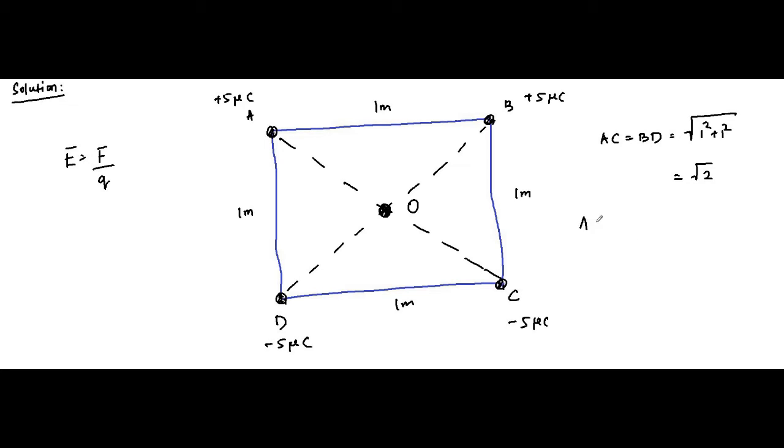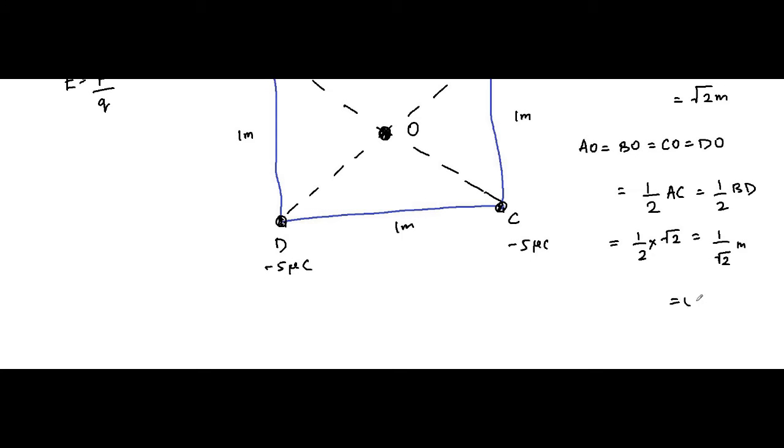Now AO equals BO equals CO equals DO. That is equal to half of AC or half of BD. That is equal to 1 by 2 into root 2, which is equal to 1 by root 2 meter. We can write it as 0.707 meter. Okay, these calculations are very important.